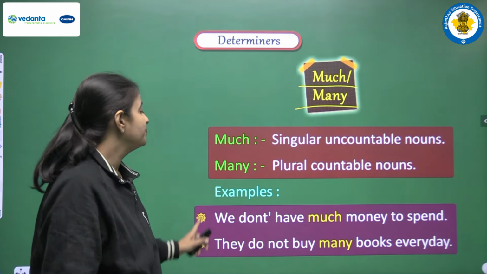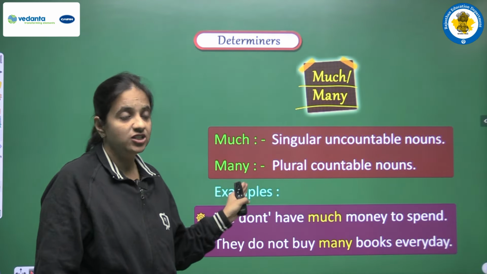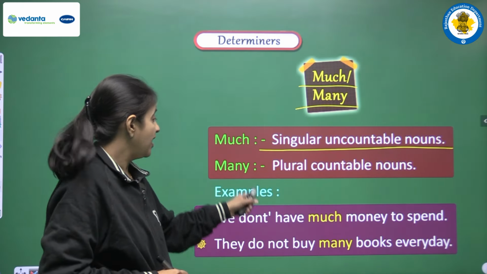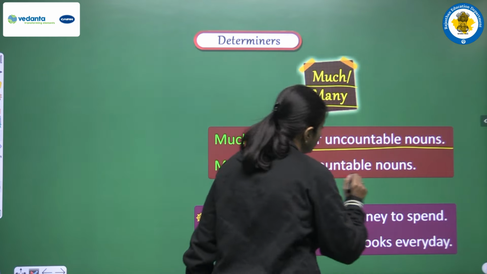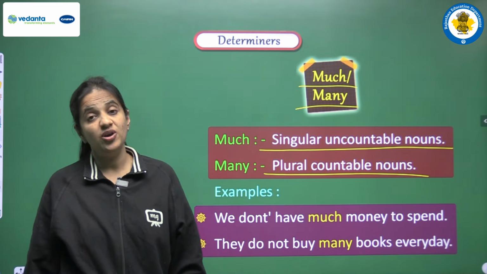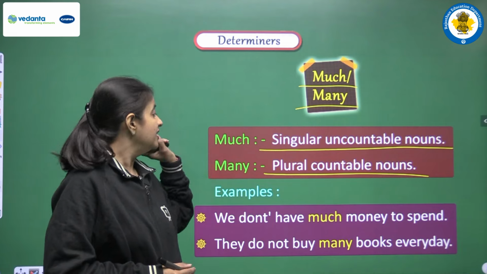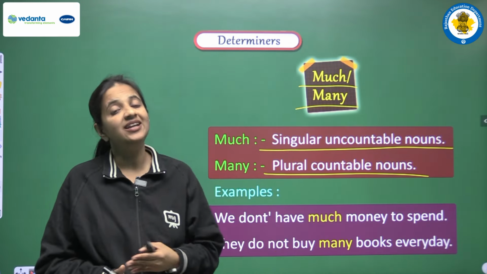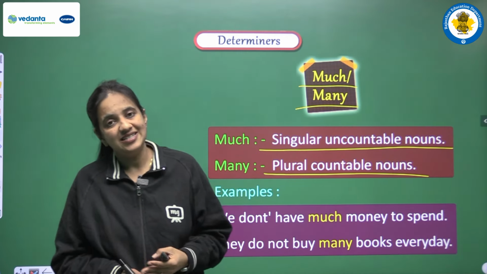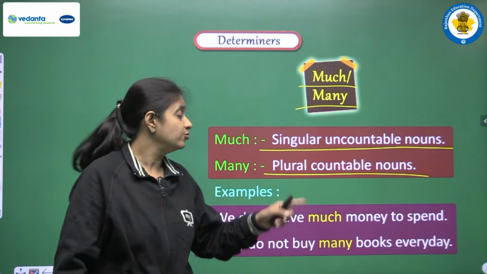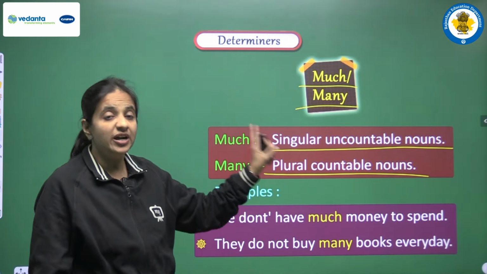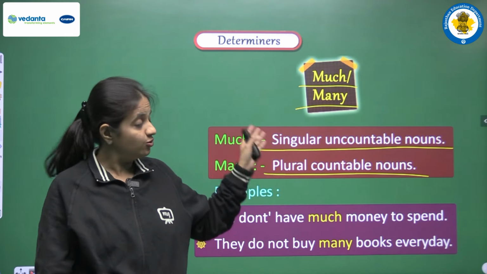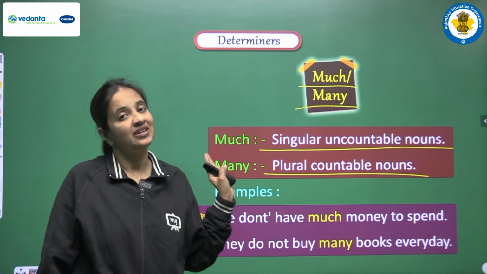So first of all, let's talk about much. So yes, much is used for singular uncountable nouns, and many is used for plural countable nouns. So this is the difference, that you have to remember always that much is used for singular uncountable nouns. So when the noun is uncountable, or we can say the noun is something that we cannot count, to show that noun we have to use much. But when we have a countable noun, when we have some things that we can easily count, for that we have to use many. Clear?